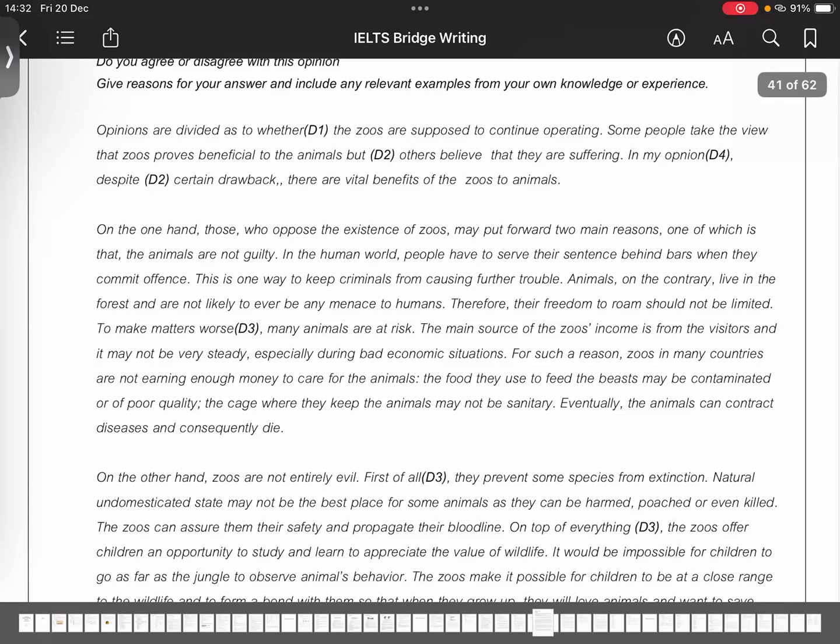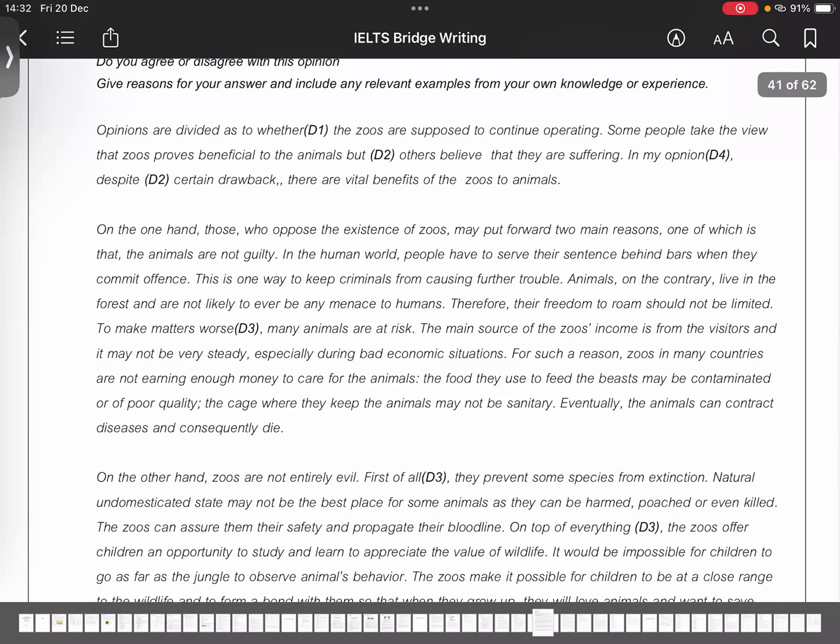"Therefore, the freedom to roam should not be limited." So what this writer is trying to tell you is that when humans commit crimes or when they break the law, okay, they get to be punished. But animals, they don't deserve to be punished. Why? Because they never break any law. They never cause you any trouble. Right.